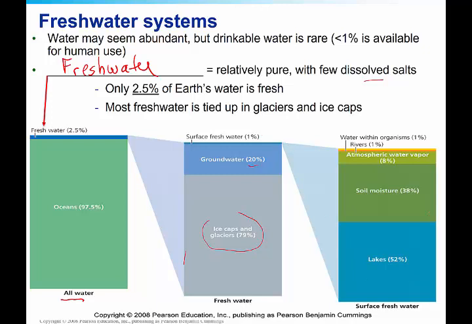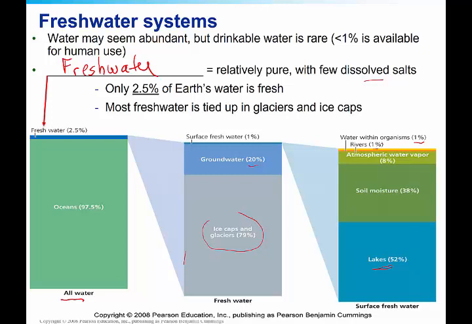If we look over here, most surface water is found in lakes, 52%. Then some of that water exists between soil particles as moisture. Some is atmospheric water vapor. And then 1% is found in living organisms, and about 1% is found in rivers.